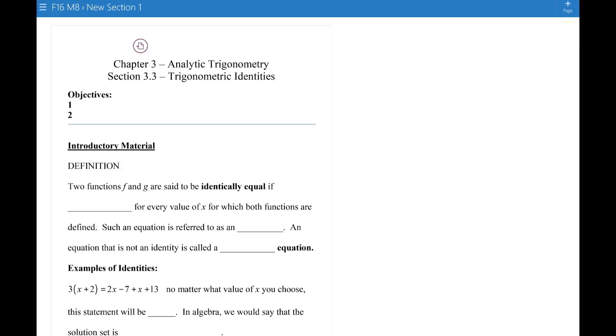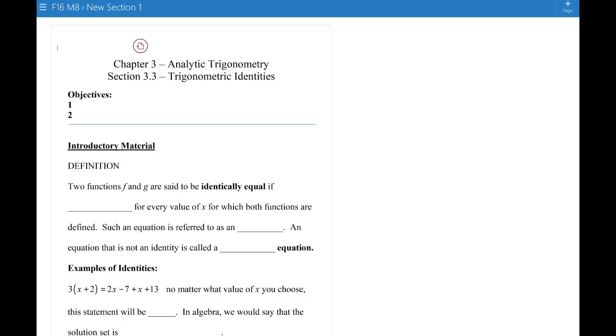So we're on section 3.3, and this is a super important section to get good at. It's trigonometric identities, and it's not that they're so much useful in and of themselves as that you'll be working on a lot of techniques that will help you in the next section we do about solving equations.